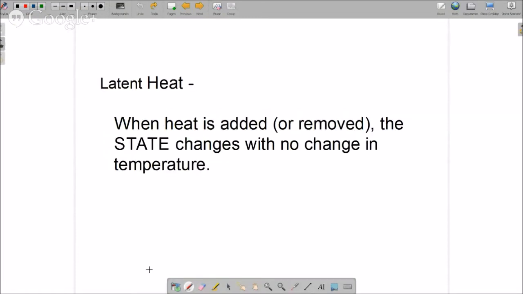Latent heat is when heat is added or removed and it changes the state of the substance. And in our case, that's the refrigerant. So when there's a change of state, all of that heat energy that is added or removed is absorbed and used to change the state of the refrigerant. And if you put a thermometer in there while you're adding heat and it's changing state, the temperature doesn't rise. We'll go through an example using water with sensible and latent heat before we get on to the refrigeration cycle.